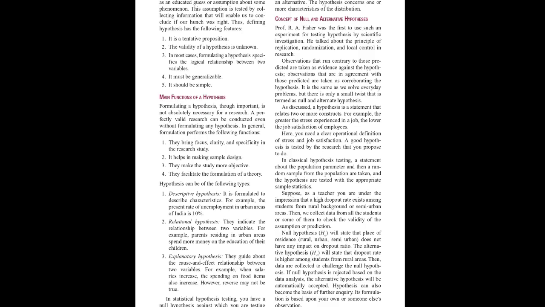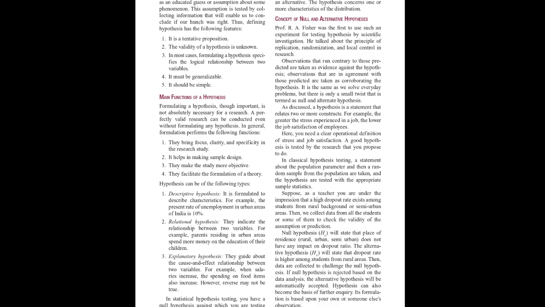Suppose, as a teacher you are under the impression that a high dropout rate exists among students from rural background or semi-urban areas. Then, we collect data from all the students or some of them to check the validity of the assumption or prediction. Null hypothesis will state that place of residence, rural, urban, semi-urban, does not affect dropout among students. Then, data are collected to challenge the null hypothesis. If the null hypothesis is rejected based on the data analysis, the alternative hypothesis will be automatically accepted.